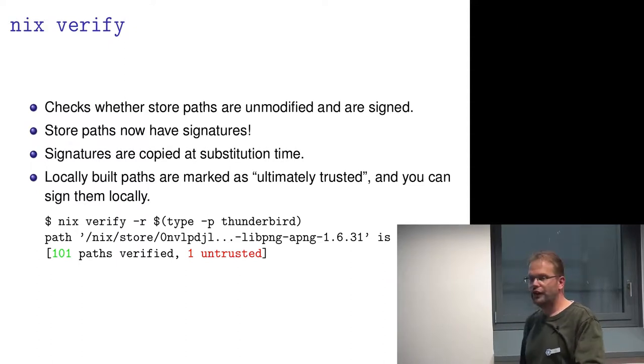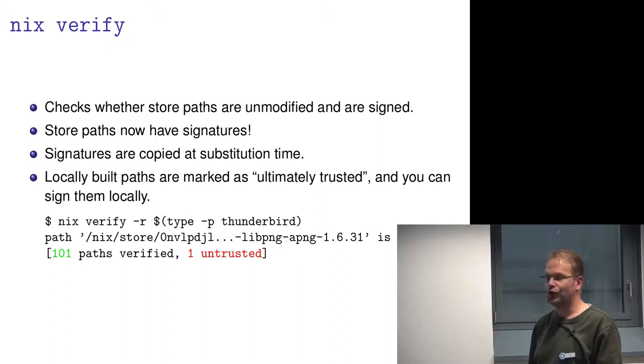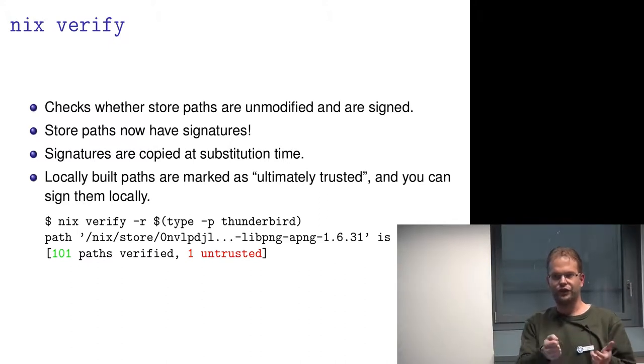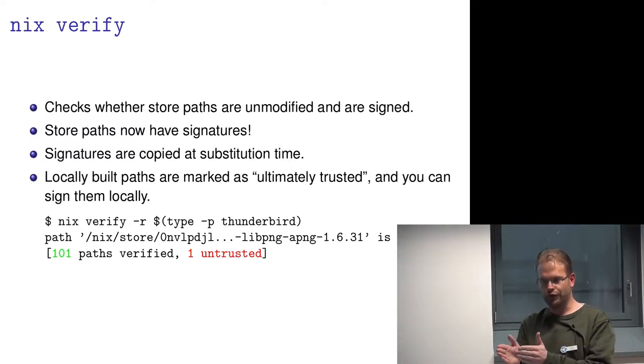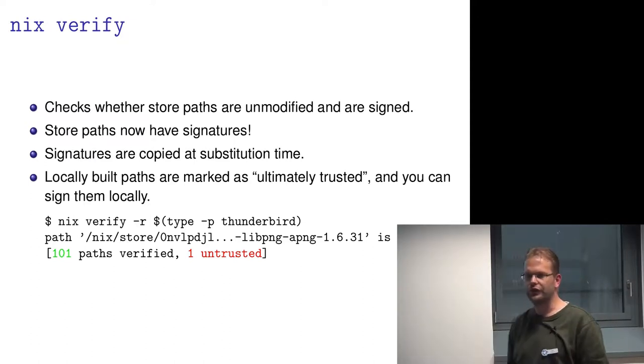nix verify is a command that verifies whether store paths are unmodified and are signed. A new thing in Nix 1.12 is that store paths now have signatures. It used to be that only binary caches had signatures, and these signatures were only checked during substitution. So before downloading a NAR from a binary cache, it would check whether it had a trusted signature.